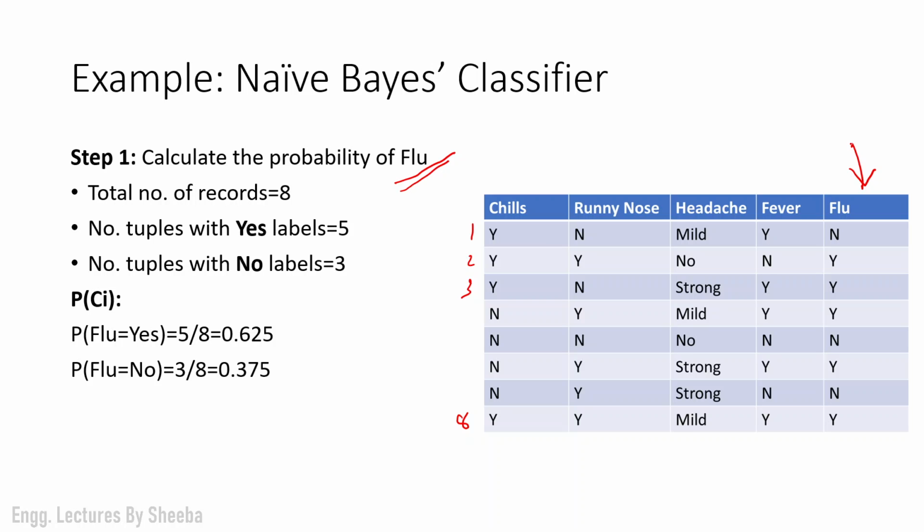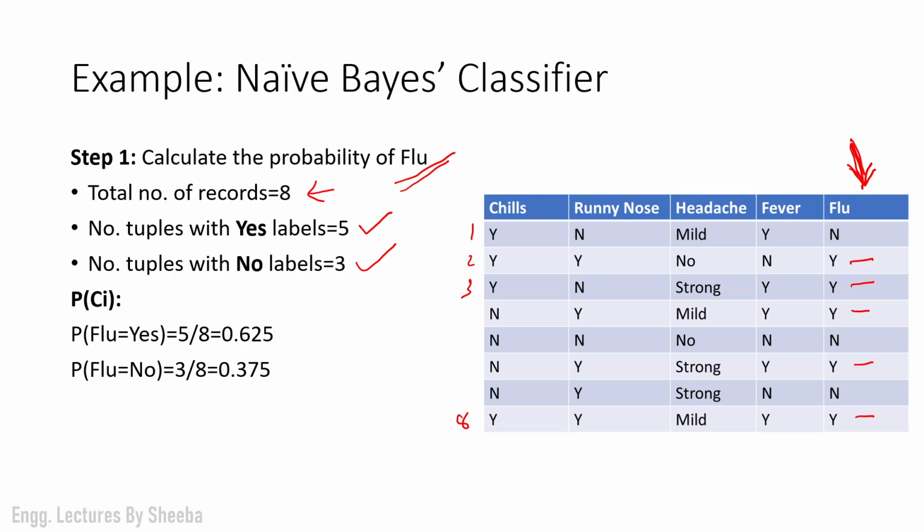Out of that you just see the last column. In the last column, how many Y are there? 1, 2, 3, 4, 5. So 5 tuples are with yes, and the remaining 3 are with no. The total number of tuples is 8, the number of tuples with Y label is 5 and the number with no label is 3.